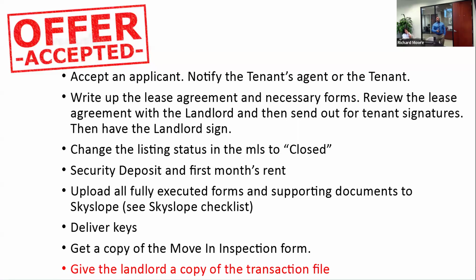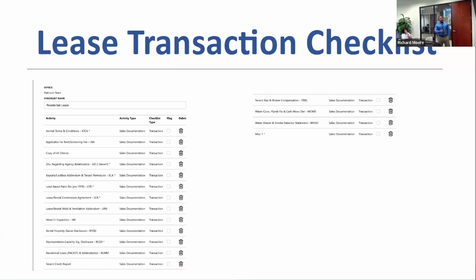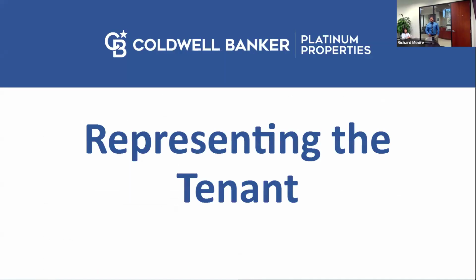Okay, so once you get into a lease transaction, once you accept an application, this is a checklist of things that are required. The things that have the asterisk are if applicable, but everything else is required, so make sure you upload that to SkySlope. And then you guys can see the full copy of that later. I just want to show you the list.